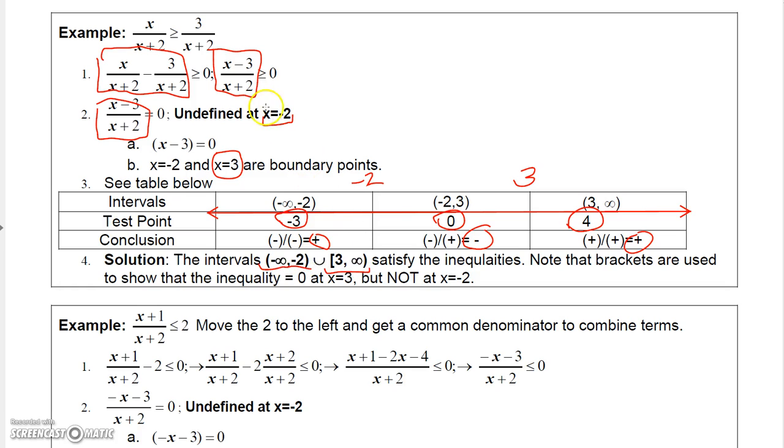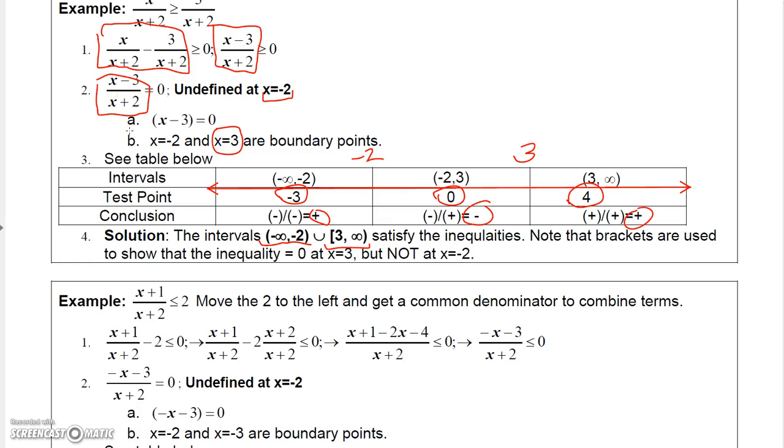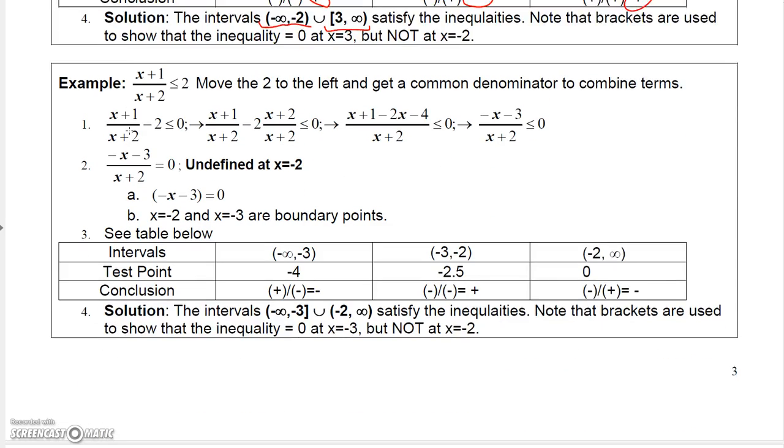And it also said when did it equal 0. Now this is important. Notice I included the 3 with the bracket, because at 3 this fraction does equal 0. But I didn't include the -2, because at -2 this fraction doesn't equal 0. It's undefined. So don't include the -2.